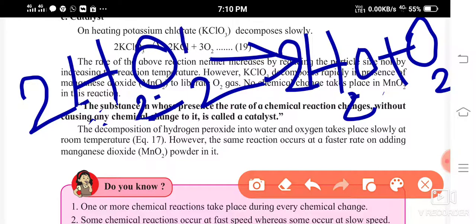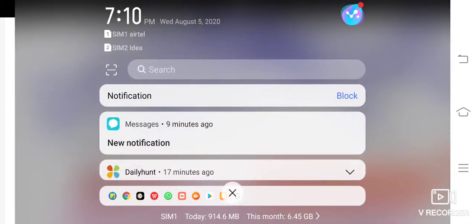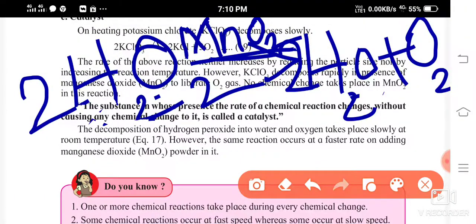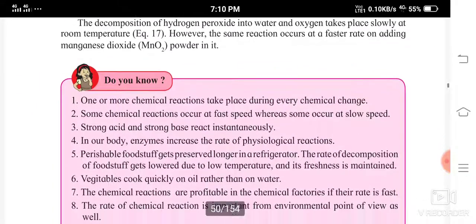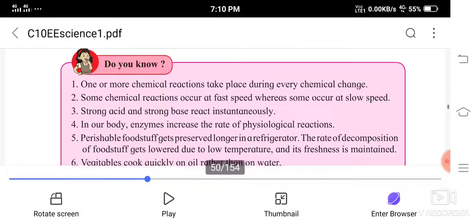when you add manganese dioxide to this. So this manganese dioxide is going to behave as a catalyst, and due to the presence of this manganese dioxide, the reaction is going to become very fast. So the manganese dioxide is behaving like a catalyst over here.